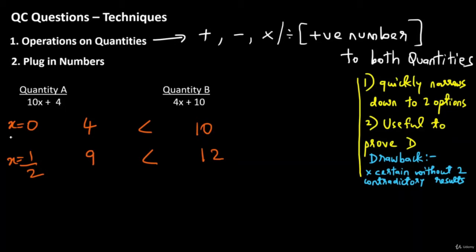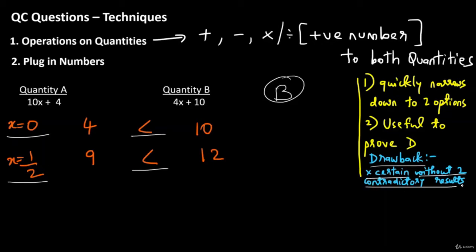Now, because you tried two numbers and you are getting the same relationship, you may be tempted to go ahead with answer option B, but that might not be the answer, right? That's the drawback over here. You can't be certain without two contradictory results. What do we mean with that? Let's proceed and try some more values for x.